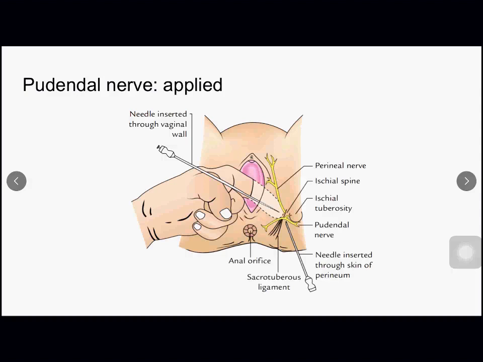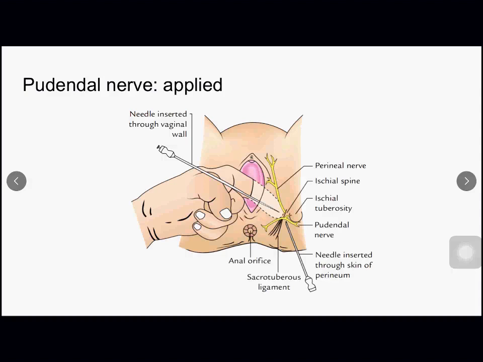Now, an applied aspect regarding this pudendal nerve, it is very important during delivery. Sometimes if there is a difficulty in descent of the child, they may go for forceps delivery. During that they have to apply a local anesthetic agent. For this, they will be searching for this pudendal nerve.